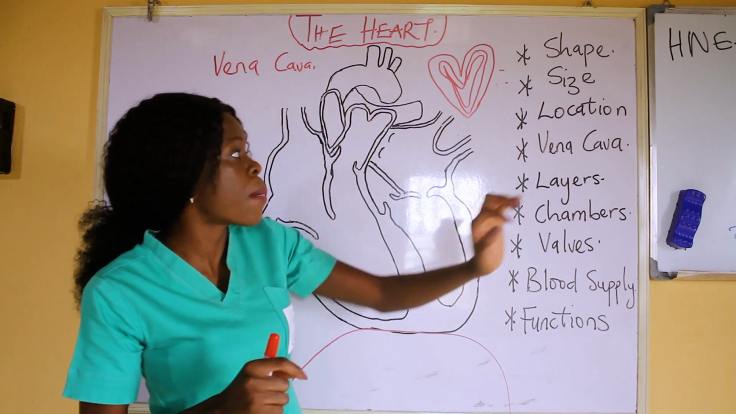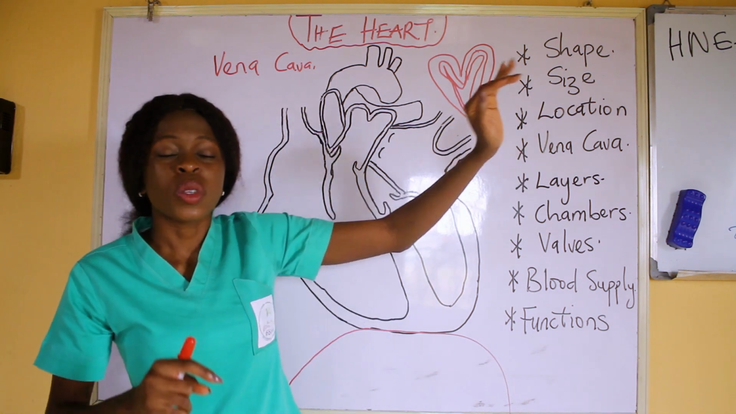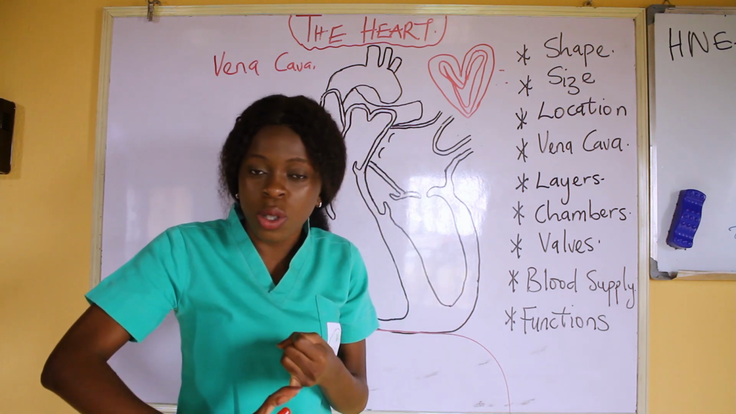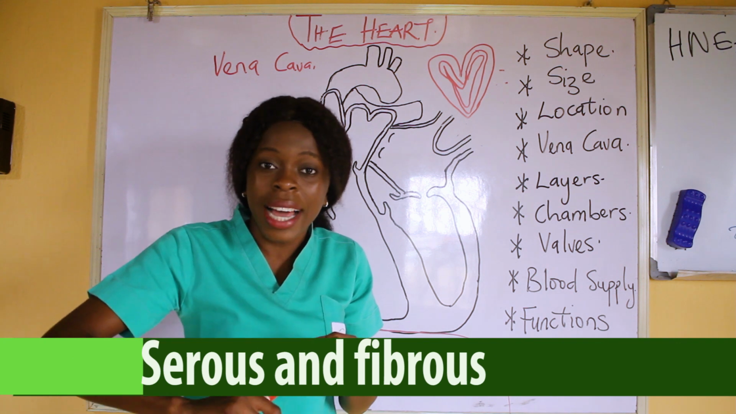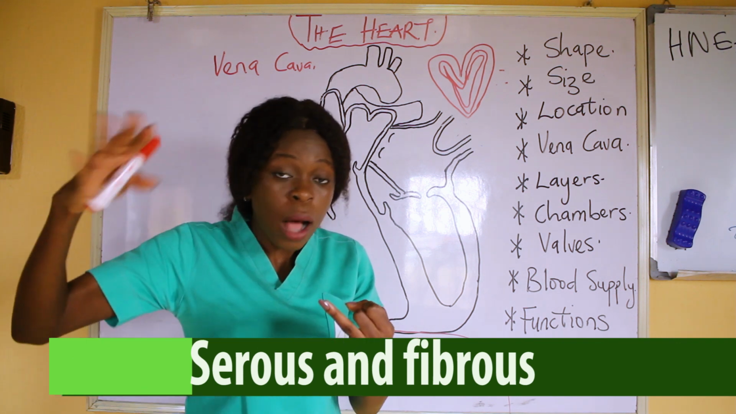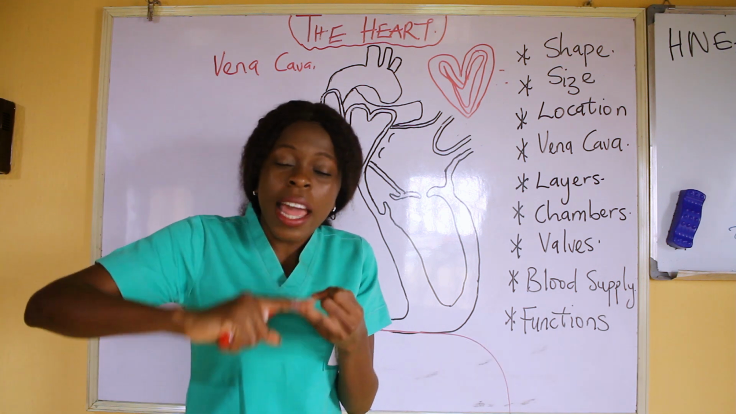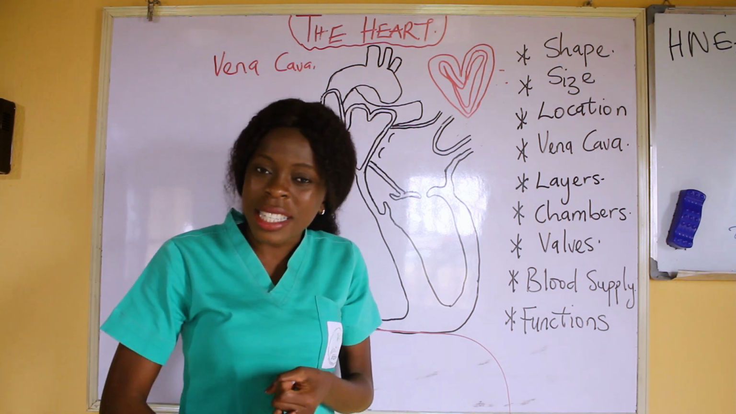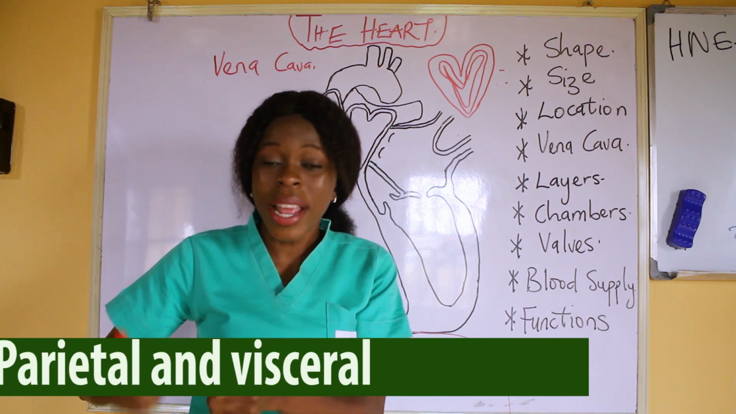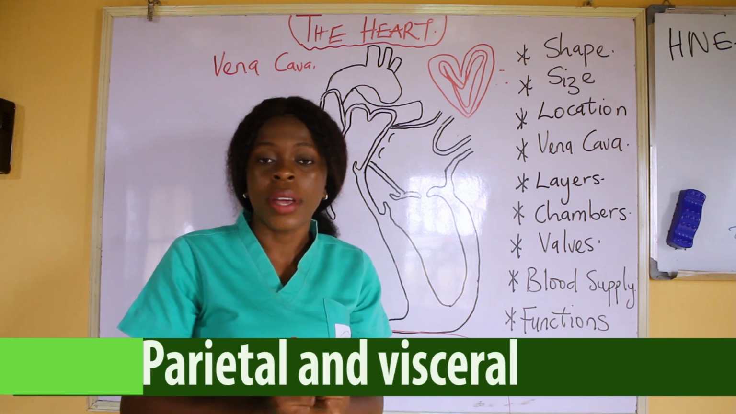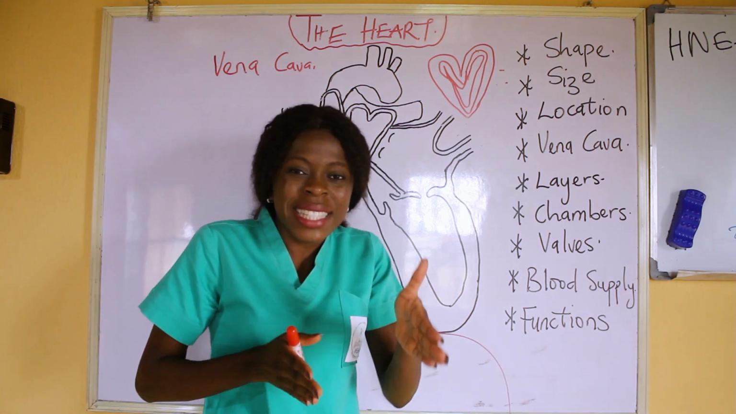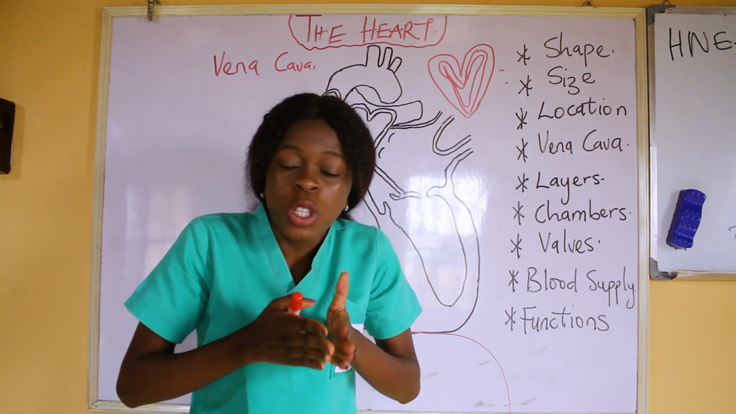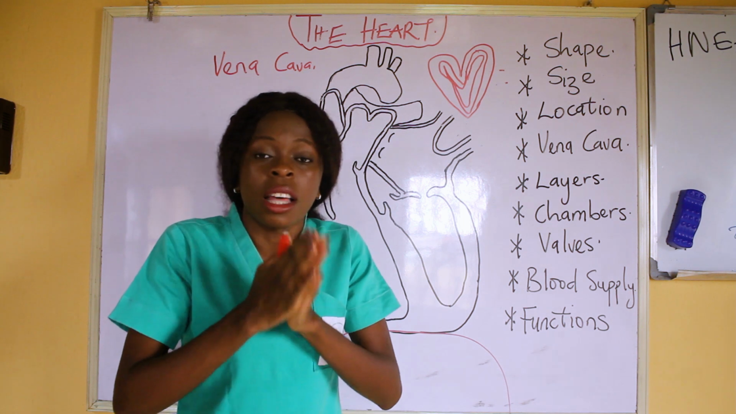Remember, we are still describing the pericardium. We said that the pericardium has two parts: the fibrous pericardium and the serous pericardium. The fibrous is the one that's outside, while the serous is the one inside. The serous has two layers, the parietal and the visceral pericardium. Between the parietal and the visceral pericardium is a space, which is the only potential space in the heart.